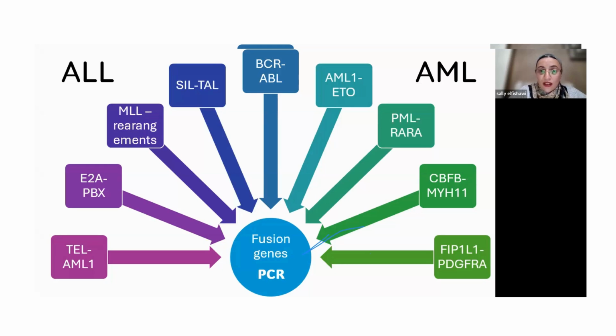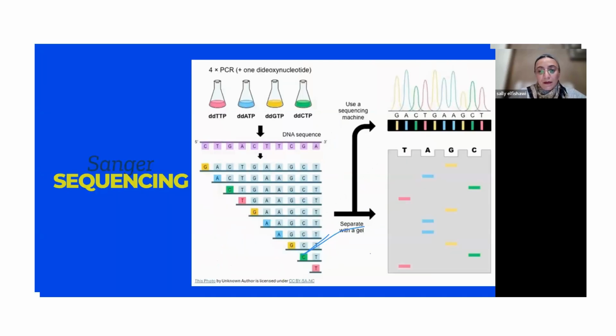Their names are the t(11;19) translocation and the t(12;21) translocation. So all these fusion genes can be detected via PCR, by their absence or presence. I'm talking now in the qualitative setting.